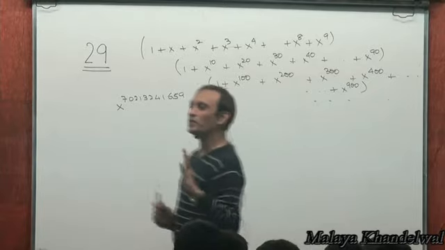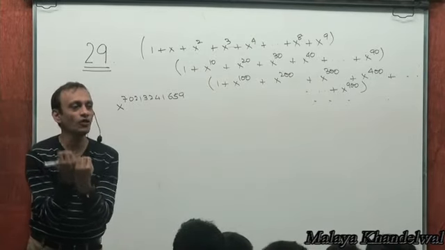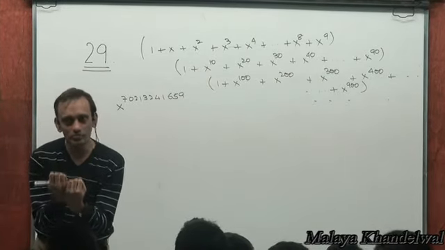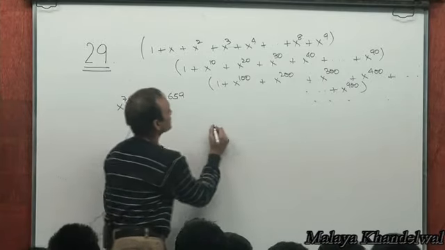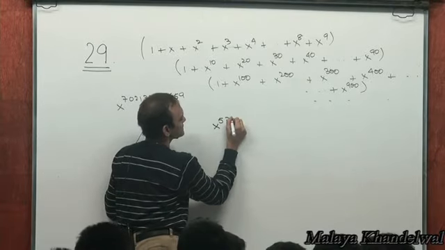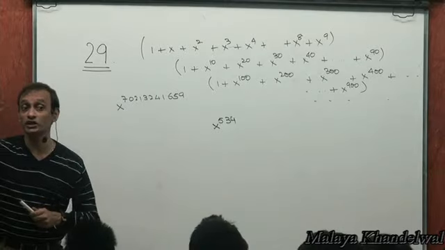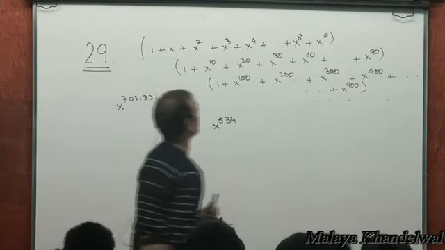See, think about it. How does one obtain x power something, say x power 534? Suppose I want to obtain x power 534. There is only one way I can obtain x power 534.